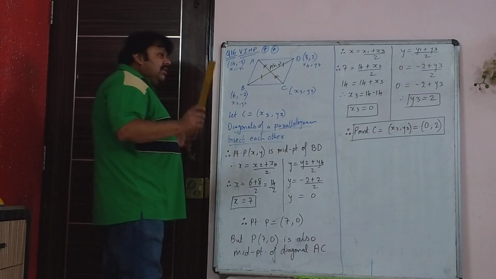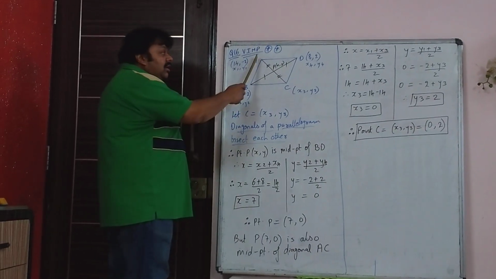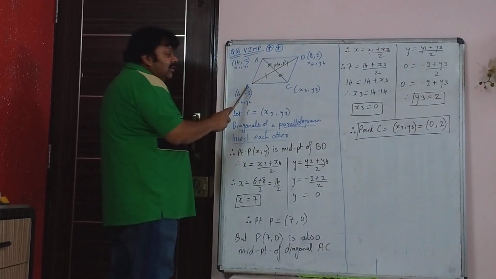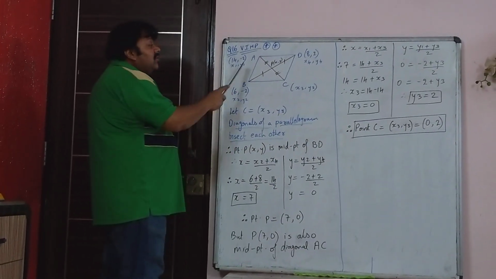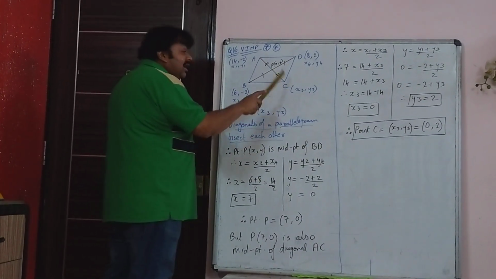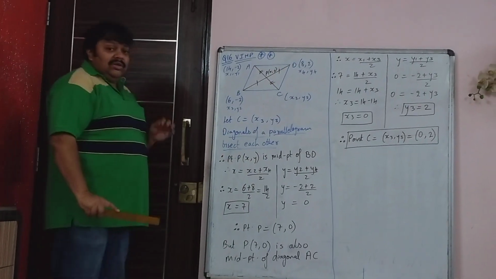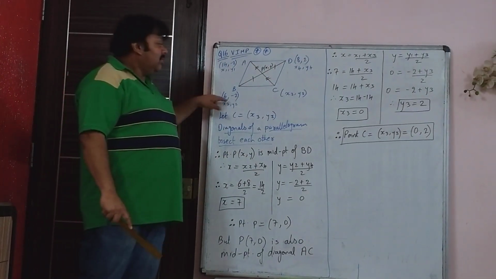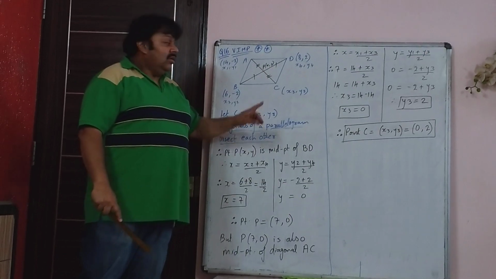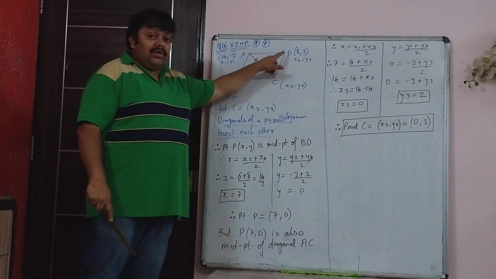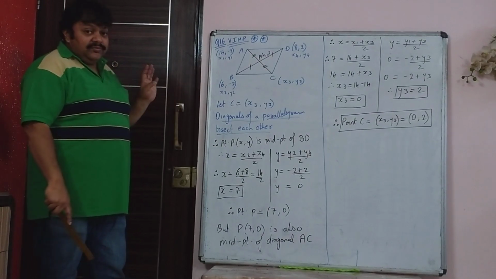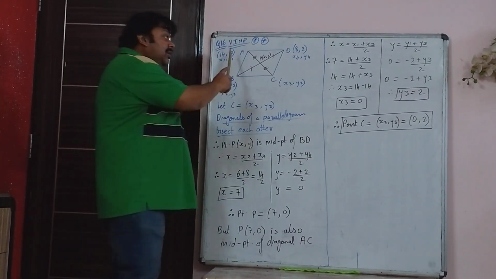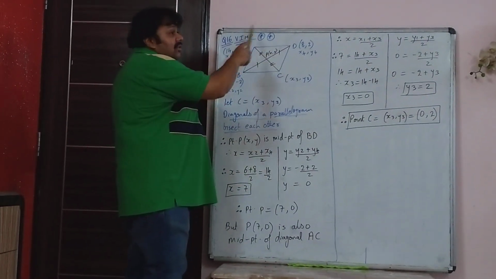Now the first thing you should understand is that you can't name the parallelogram as A, B, D and C. You have to name it in proper sequence: A, B, C and then D. Please make sure about that. If you name it D here and C there, it is wrong, and the full sum goes wrong at the first step itself.